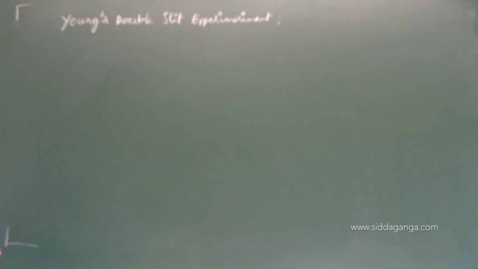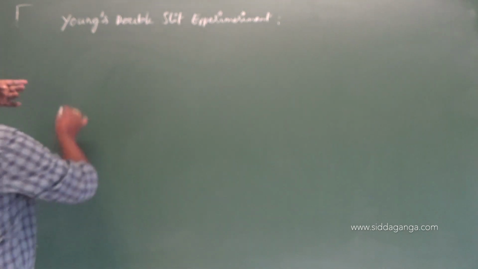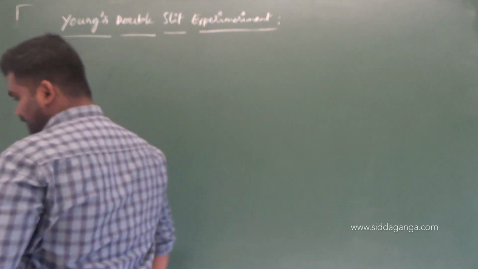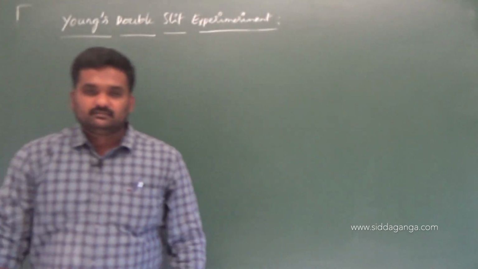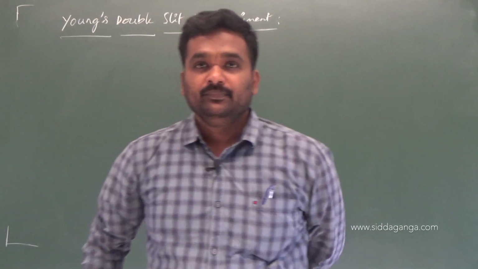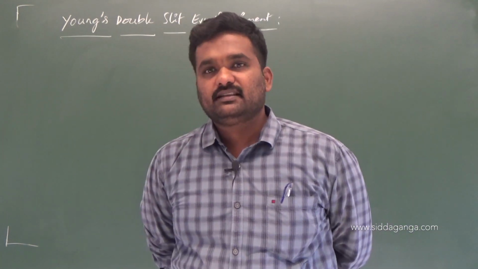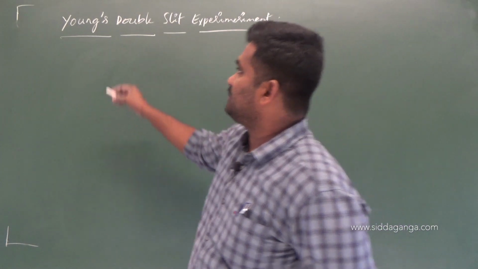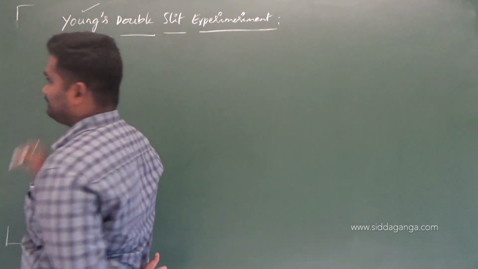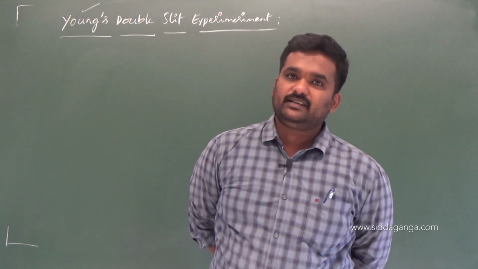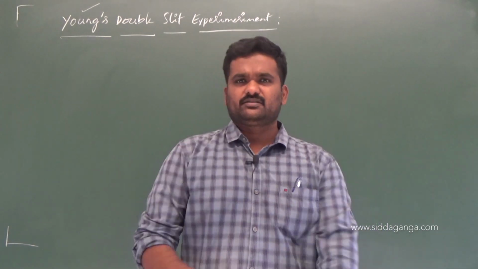Okay, we can conclude this experiment in this session. Young's double slit experiment. Young is the person who firstly demonstrated this interference phenomena. Interference phenomena has been experimentally demonstrated by this person named what? Young.